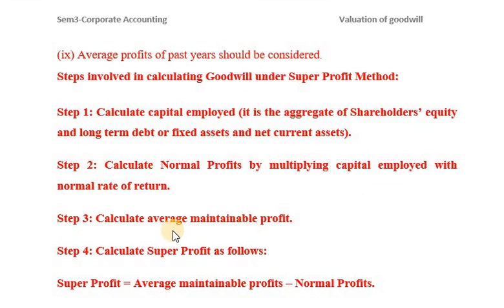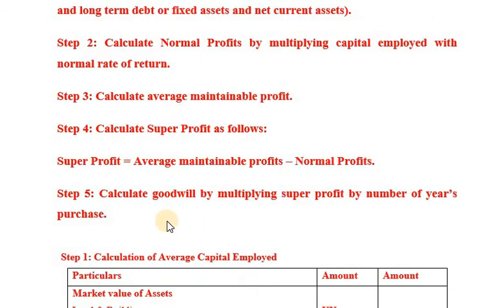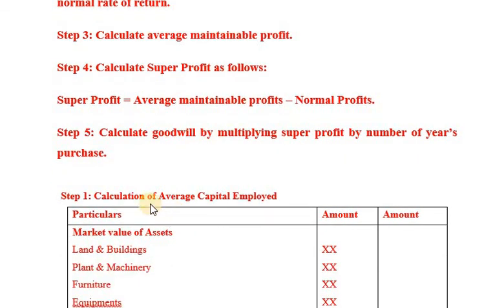Step number three, calculation of average maintainable profit. Step number four, calculation of super profit. Super profit can be calculated as follows. Super profit is equal to average maintainable profit minus normal profit. Step number five, calculation of goodwill by multiplying super profit by the number of years of purchase. Now, let me explain you in detail.